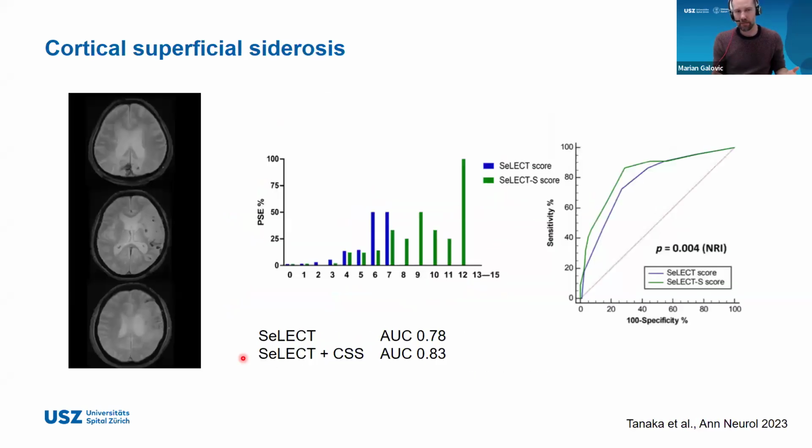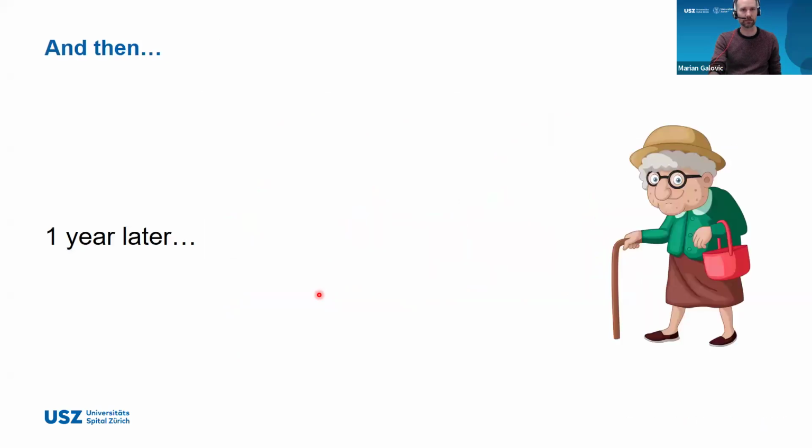Now, what else is there? You may have cortical superficial siderosis, and this is a study from Japan. They also showed that if you have cortical superficial siderosis after stroke or ICH, you are more likely to develop seizures. So again, the effect of bleeding and siderosis is quite pronounced on the risk of seizures.